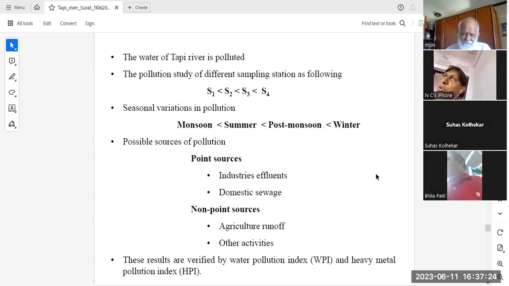And I am very happy to share with you that yesterday I received the acceptance of my paper from the Sustainable Water Resource Management, a Springer journal. This is the paper that I published.